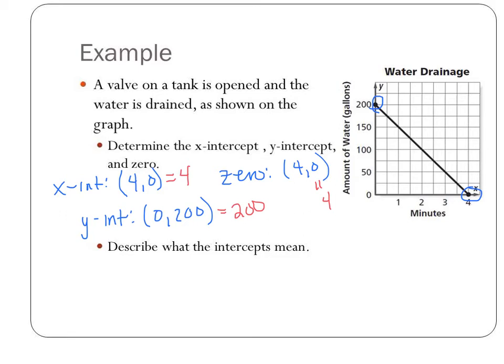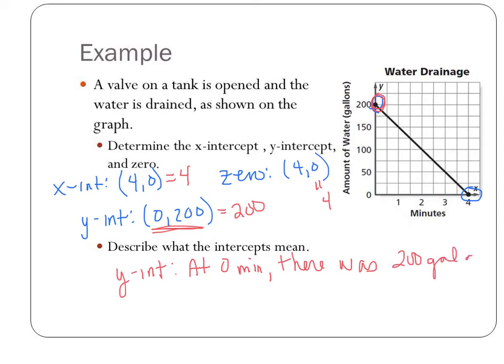Now let's start with the y-intercept. The y-intercept, here it is. The y-intercept means at 0 minutes, there was 200 gallons of water in the tank. Right? None of the water had started coming out yet at 0 minutes. Or instead of saying at 0 minutes, you could say in the beginning.